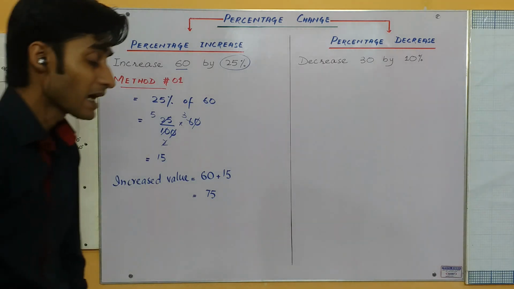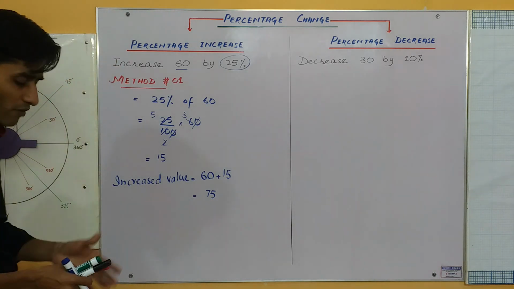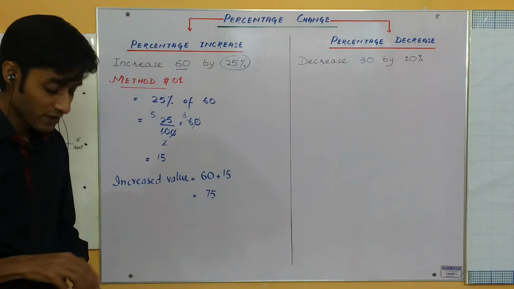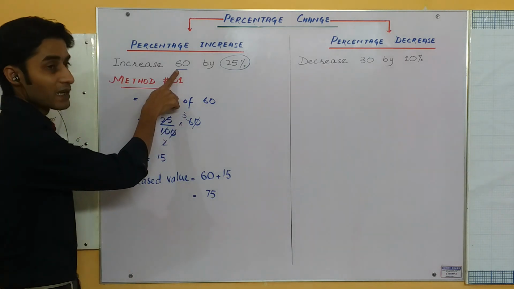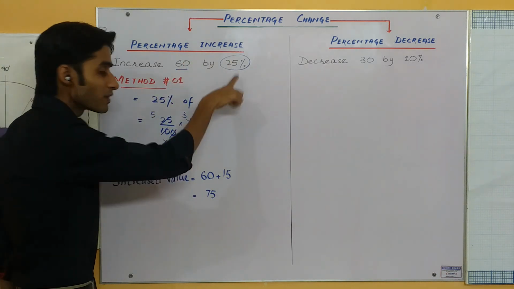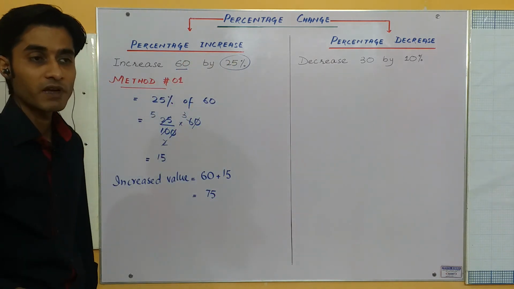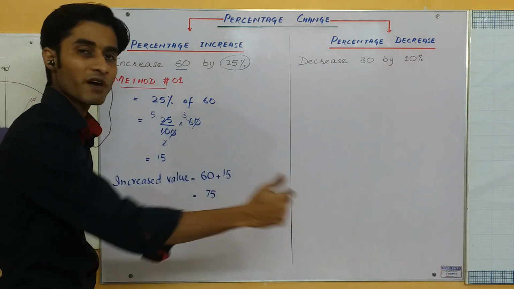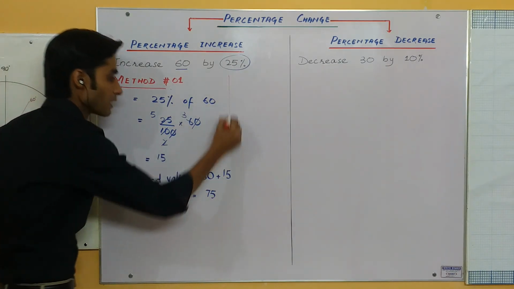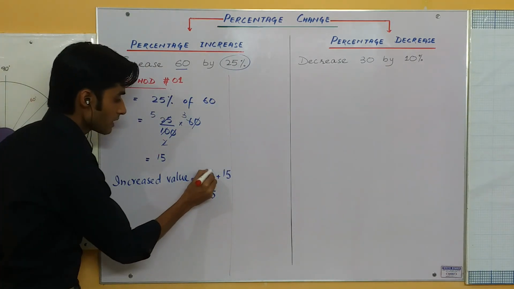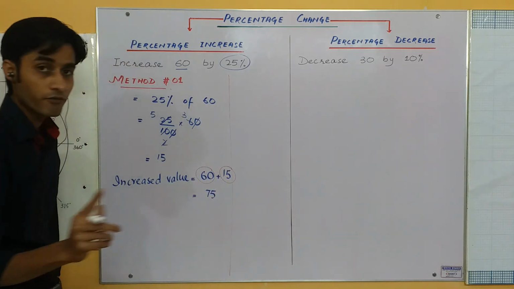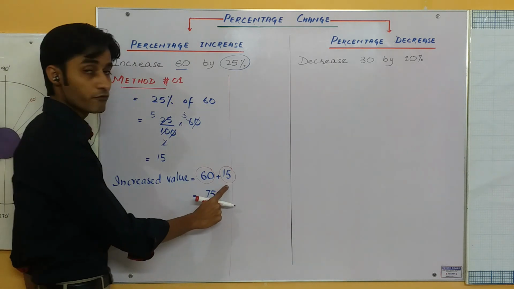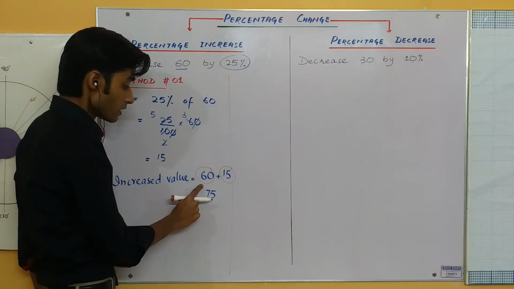When I discuss the other method, or when I say there will be one more way of finding out the increased value, in that way what I am going to do, I know what was the value? 60. How much percentage is the value increasing? The value is increasing by 25%. So what does that mean? That means 60 is still there and I am only going to add 25% of 60, which was 15.